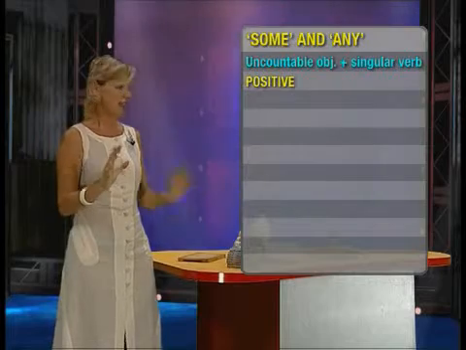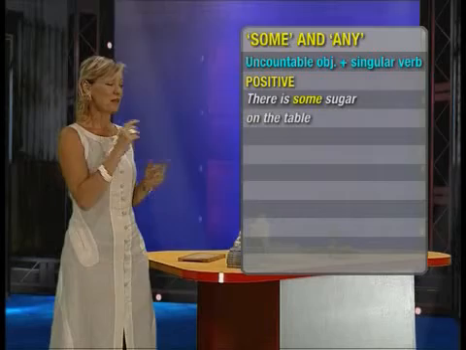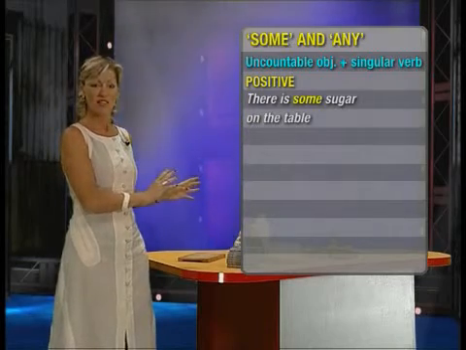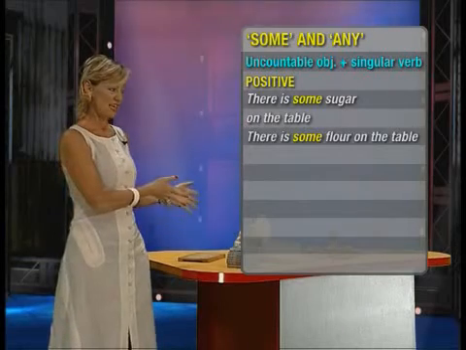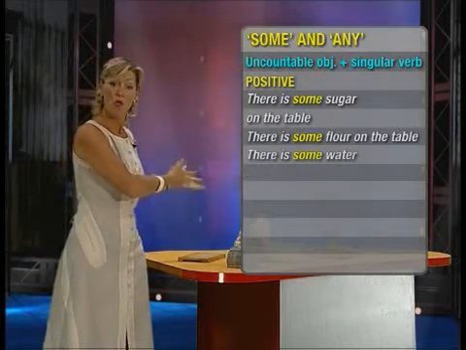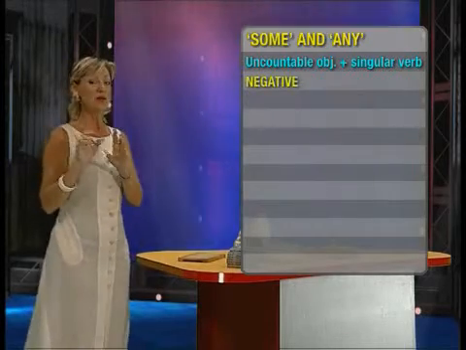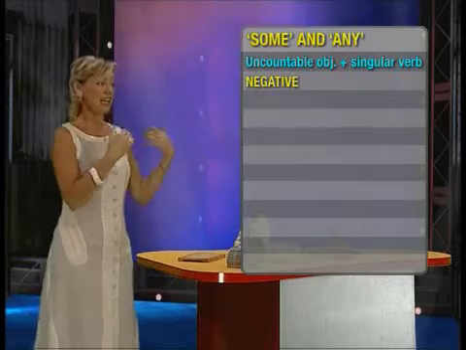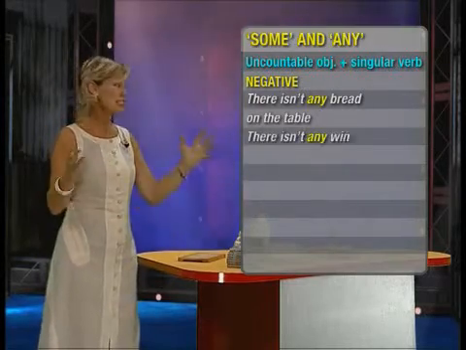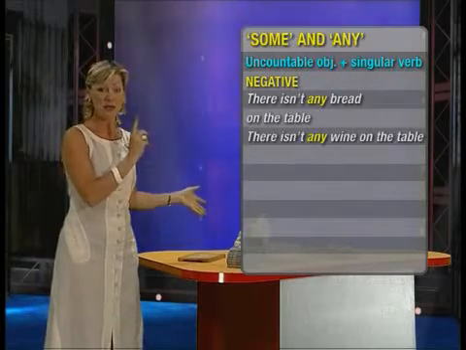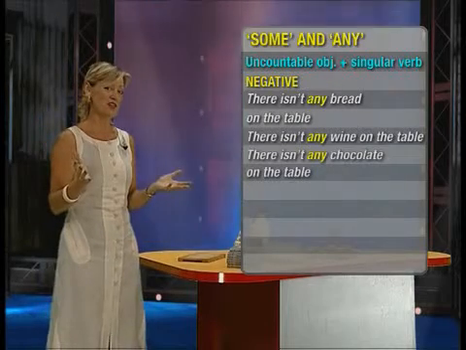These ones here. The examples are, there is, singular verb, some sugar on the table. There is some flour on the table. There is some water on the table. Okay? Negative, again, we use any. We say there isn't any bread on the table. There isn't any wine, a liquid, on the table. There isn't any chocolate on the table.